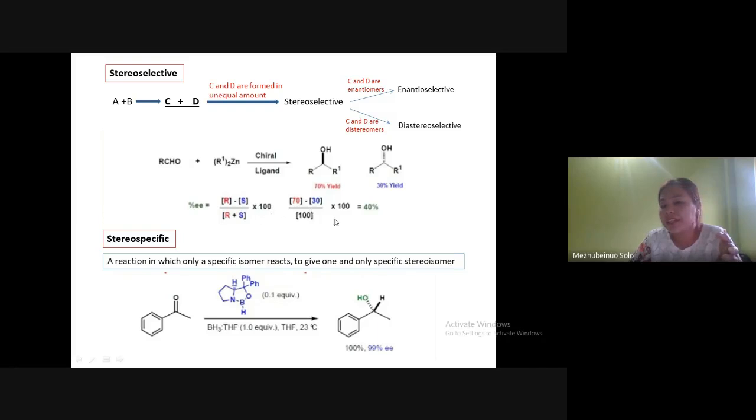So in this case, we got 40% enantiomeric excess, which means that we have this R enantiomer 40% more than the S enantiomer. And stereospecific reactions are those which will give only one specific product.